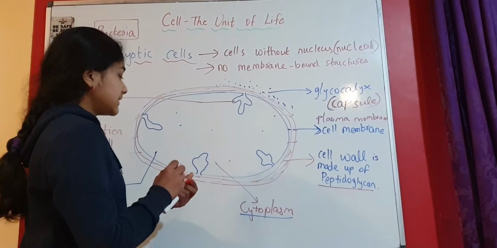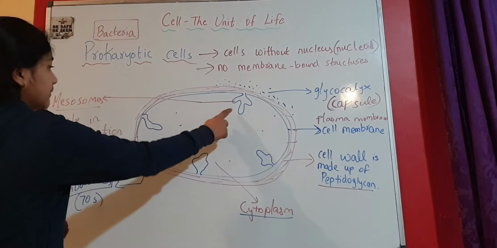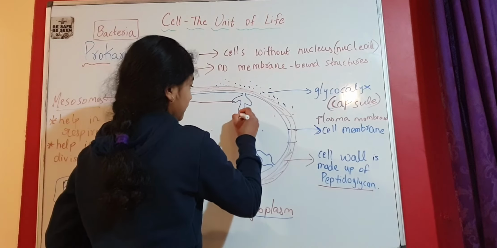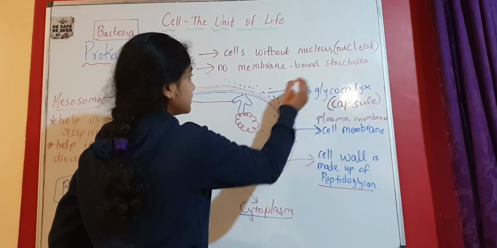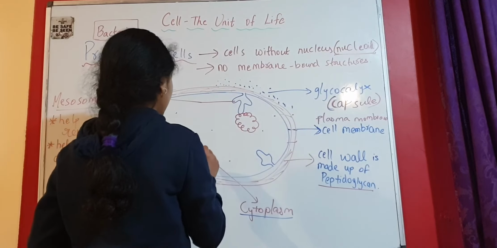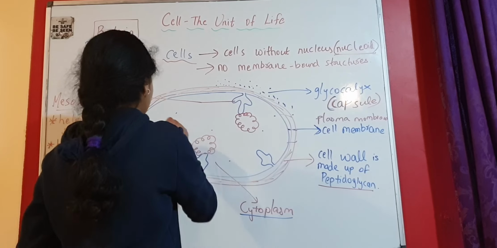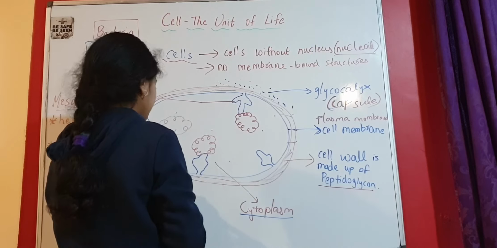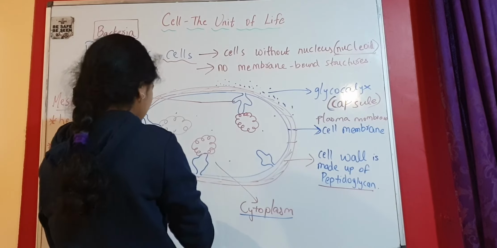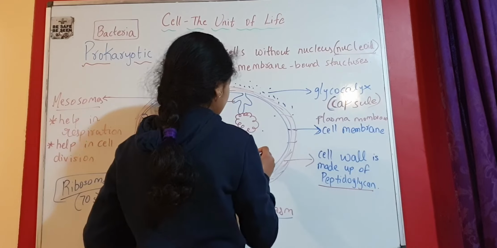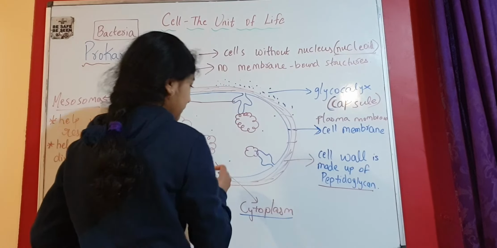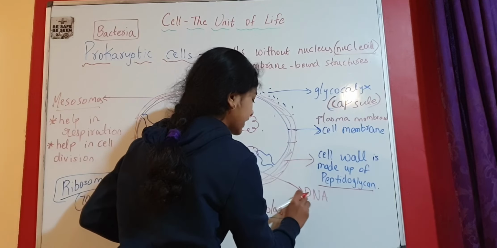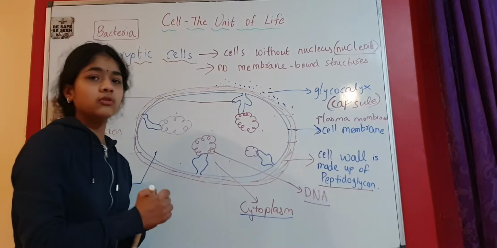Here we have the mesosomes, and these are the infoldings of the plasma membrane. These have some DNA, like the nucleoid which is present. This nucleoid is the DNA. It is attached to the mesosomes like this. Here we have the ribosomes. This is the DNA, so you can label it here. DNA is the genetic material. It is the deoxyribonucleic acid.